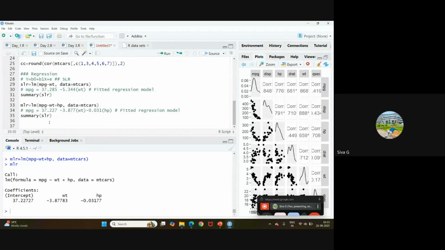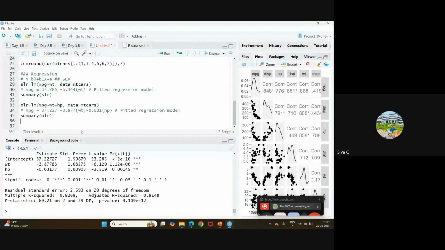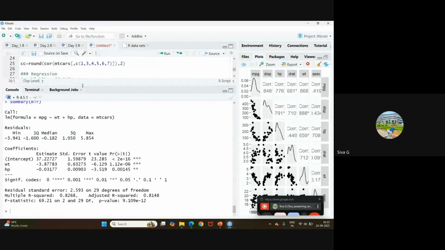Now take a summary of MLR. You can see the coefficients, the estimated values, the standard error while estimating these, the test statistic values and significance. All are significant: two are highly significant and one is significant at the 1% level of significance, no issues. Here you can see the multiple R square value is 82 and the adjusted R square value is 81. So with these two variables, you can estimate your MPG with 81% accuracy.